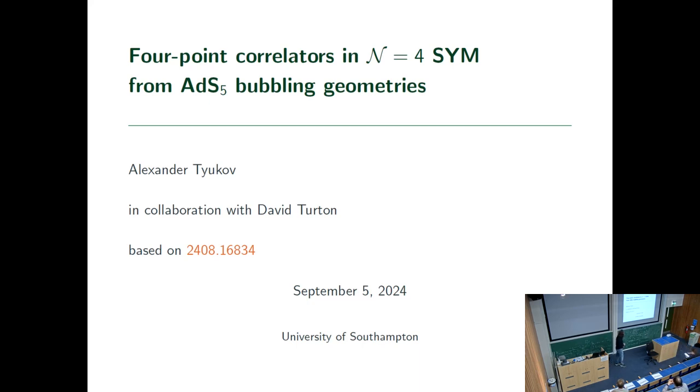Okay, thanks. First of all, let me thank the organizers for putting together this great conference and for giving me the opportunity to present my work. Today I'm going to tell you about the new method, which is based on supergravity, to compute the 4-point correlators in the N=4 super Yang-Mills theory in 4 dimensions, based on the so-called bubbling geometries in AdS5. This work was done in collaboration with David Turton, who is here in the audience.